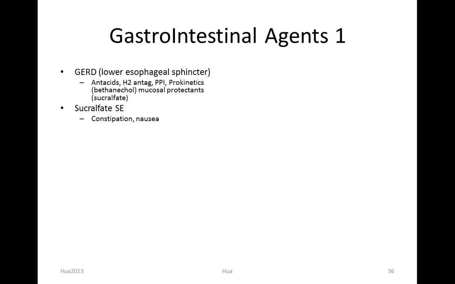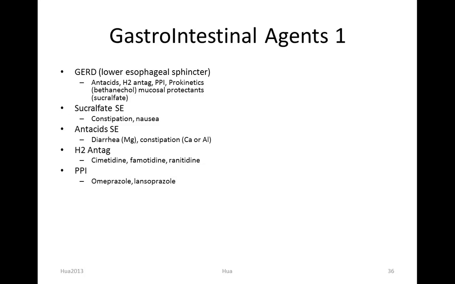Sucralfate side effect is constipation, nausea. Antacid side effect for magnesium, you get diarrhea. For aluminum and calcium it is constipation. H2 antagonists, you have the -tidine there, cimetidine, famotidine, ranitidine, and remember cimetidine is the one that can inhibit the P450 and can lead to more drug interaction. Proton pump inhibitor, omeprazole, lansoprazole, so they have -prazole. So proton pump inhibitor is the most potent in these classes of drug in inhibiting gastric acid secretion.